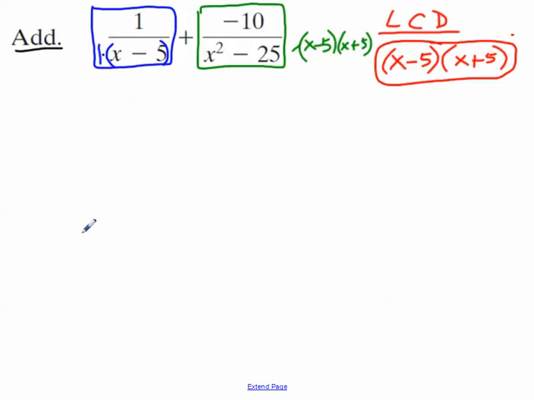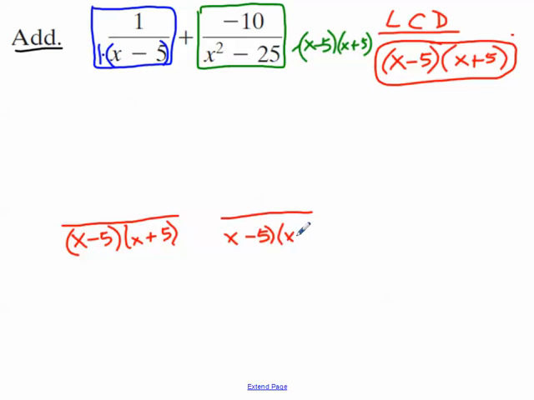So we need to rewrite each of these, the blue fraction, or the blue rational expression, into something that's equivalent, into something over x minus 5, x plus 5, because this is going to be our target lowest common denominator. And the green fraction also has to be written as something over x minus 5, x plus 5. That's our target for converting this blue fraction into something over x minus 5 times x plus 5.